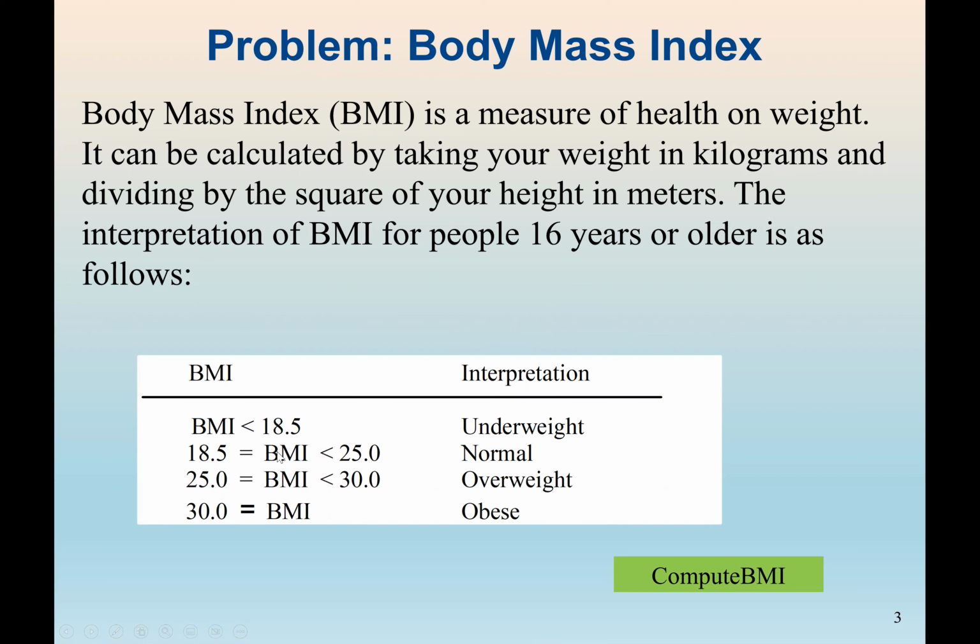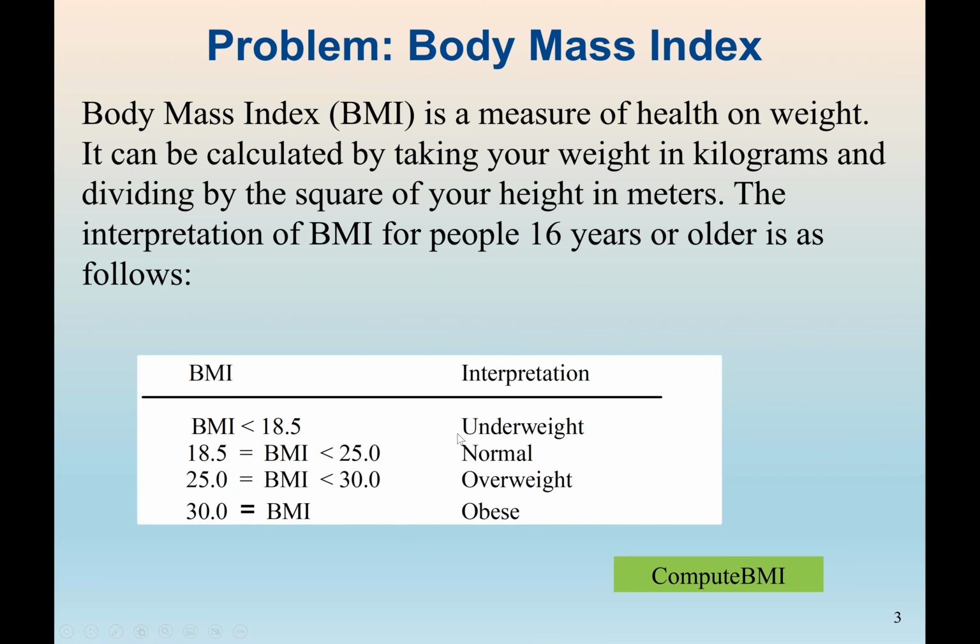If your BMI is less than 18.5, then you are underweight. If it's equal to 18.5 but less than 25, then that's normal. If it's equal to 25 but less than 30, then it's overweight. And if it's 30 or more, then it's obese.